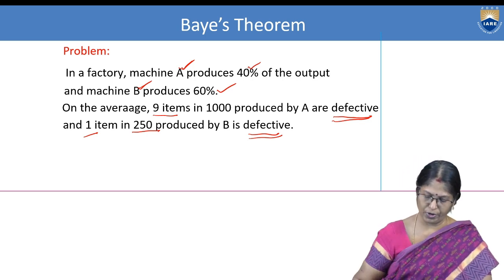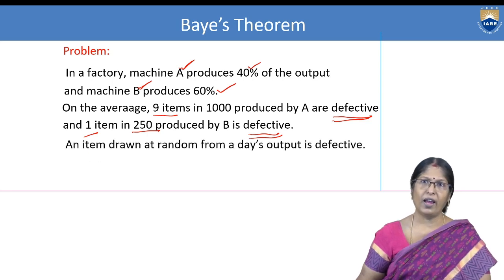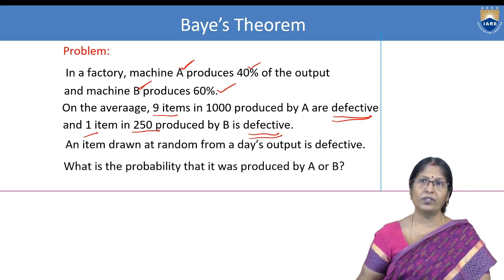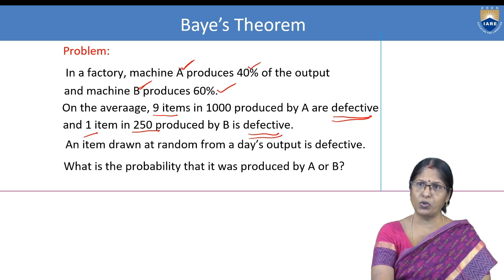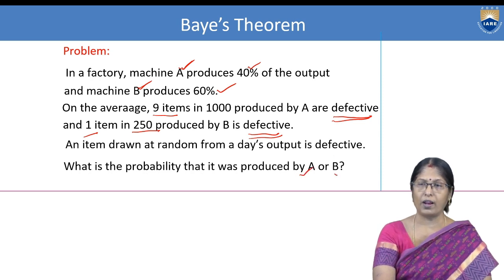What is the question given? An item drawn at random from a day's output is defective. What is the probability that it was produced by A or B? In this question, we have 2 main events in total, and they are asking about both. They are asking for the complete set, so we will solve this problem.